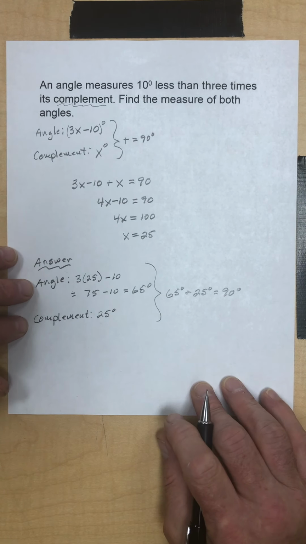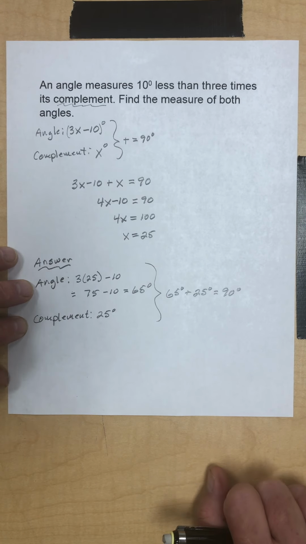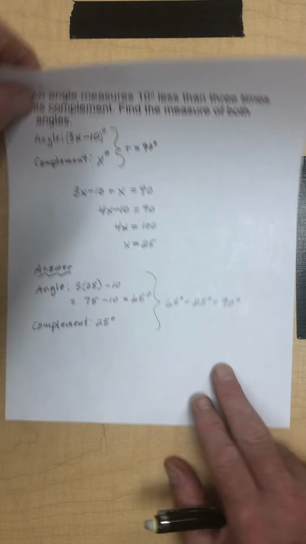Okay, so we have one angle is 65 degrees, one angle is 25 degrees, and we're in good shape. Okay, that'll end this video.